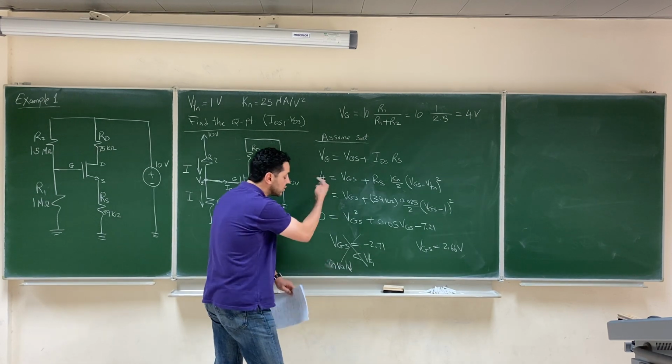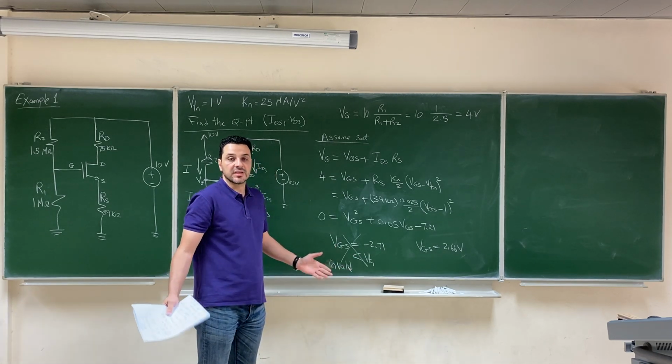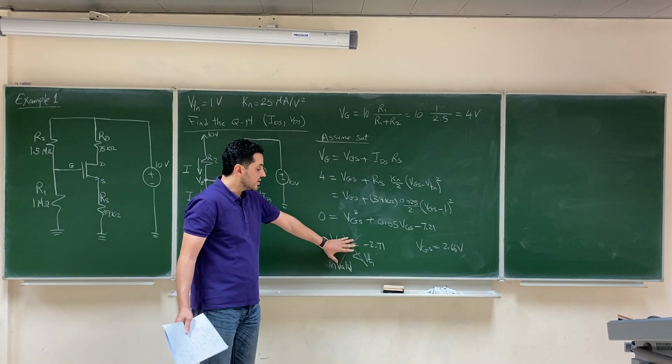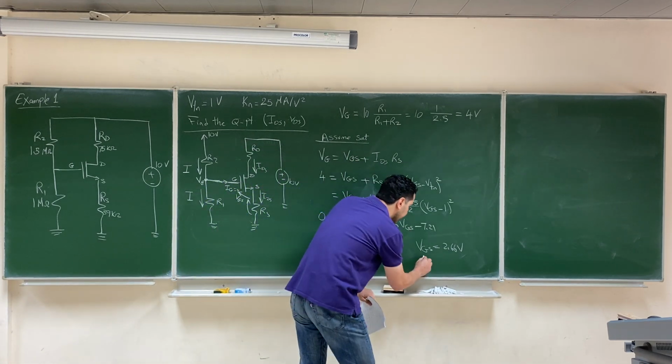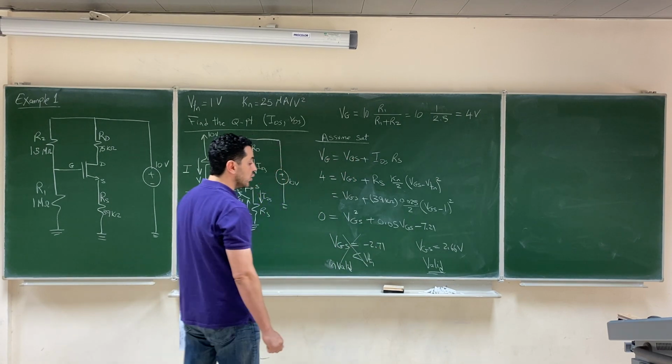Why again? Because we assume saturation, but VGS turned out to be less than V threshold, which means that the transistor is cut off. So this solution is invalid. And this is the one that is valid. So we will continue with this one. We will continue with the valid solution.